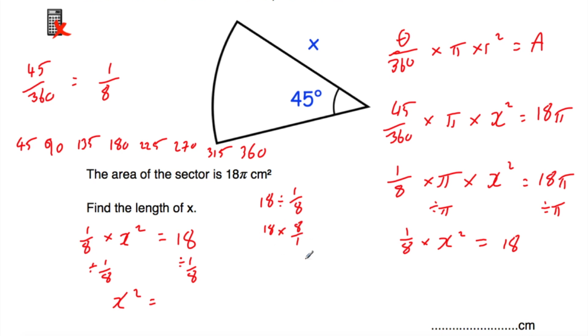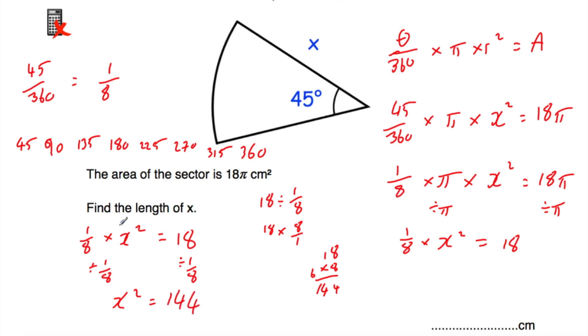Let's see what we get. 18 multiplied by 8. 8 times 8 is 64, so put the 4 down, carry the 6. 8 times 1 is 8, plus 6 is 14. So that's 144. Here we divided both sides by an eighth. On the left hand side we were left with x squared. On the right hand side we did 18 divided by an eighth. Well, how many eighths go into 18? There are 8 eighths in a whole, so in 18 there'd be 144 eighths.